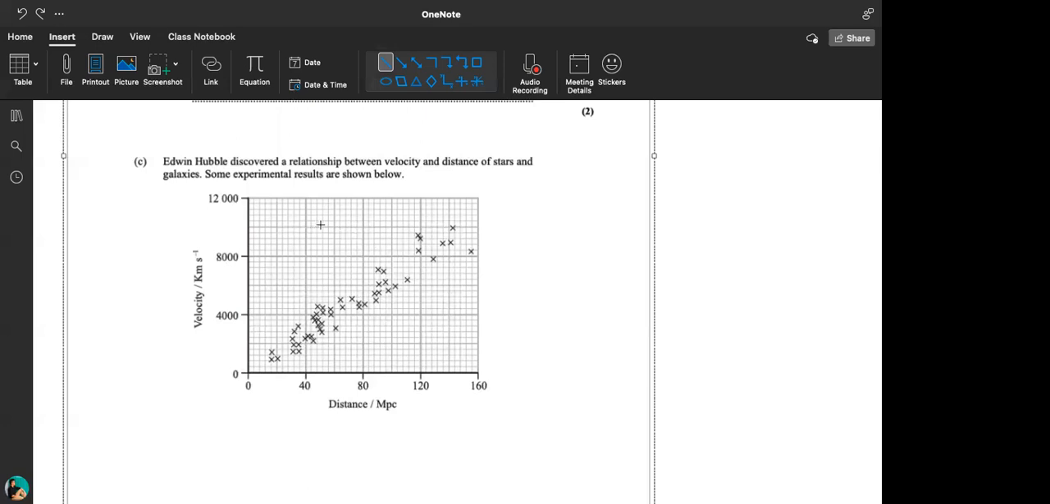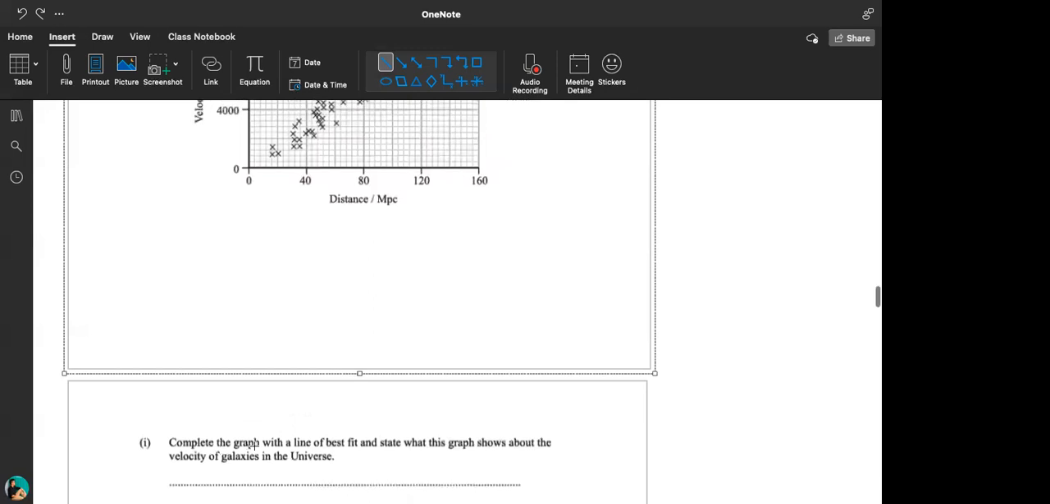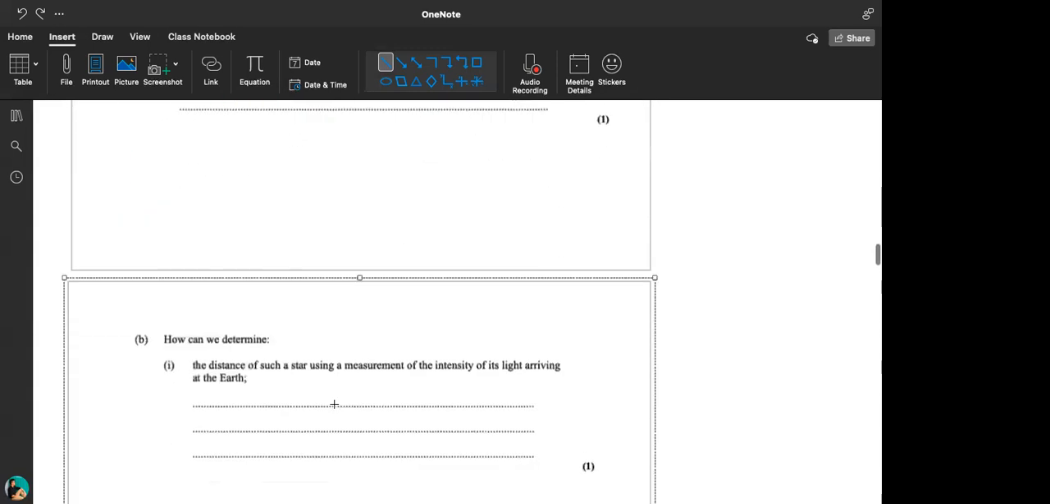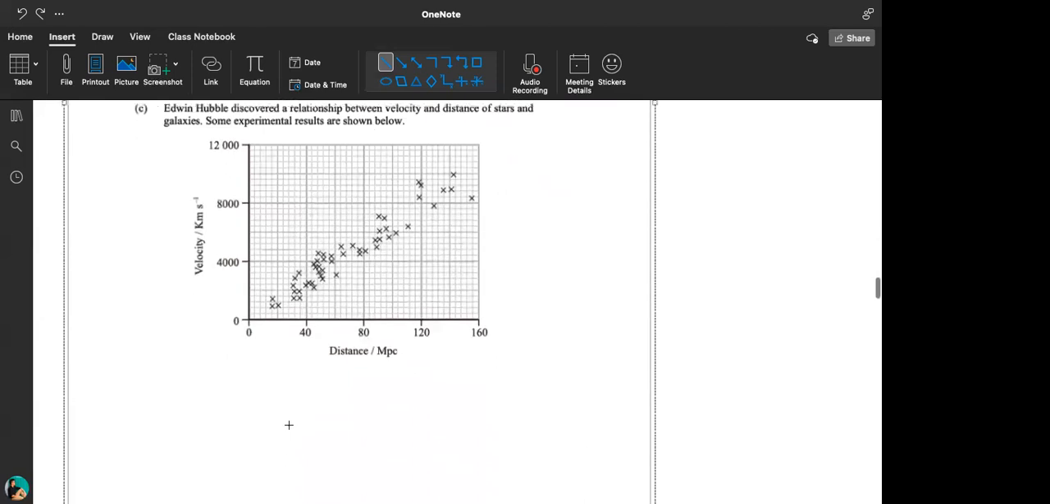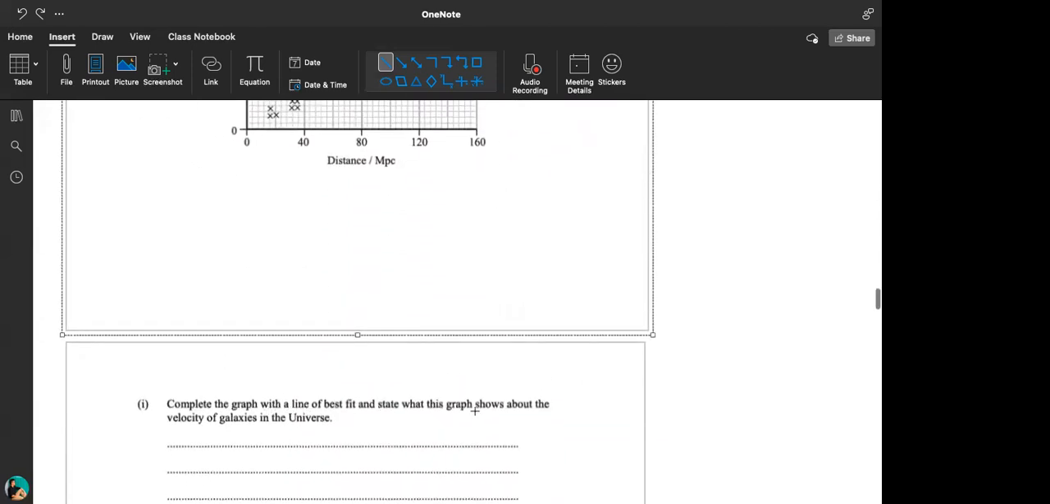Question 3C, you want to draw your own best fit. Not 3C, sorry, 8C. Complete the graph with a line of best fit. State what this graph shows about the velocity.